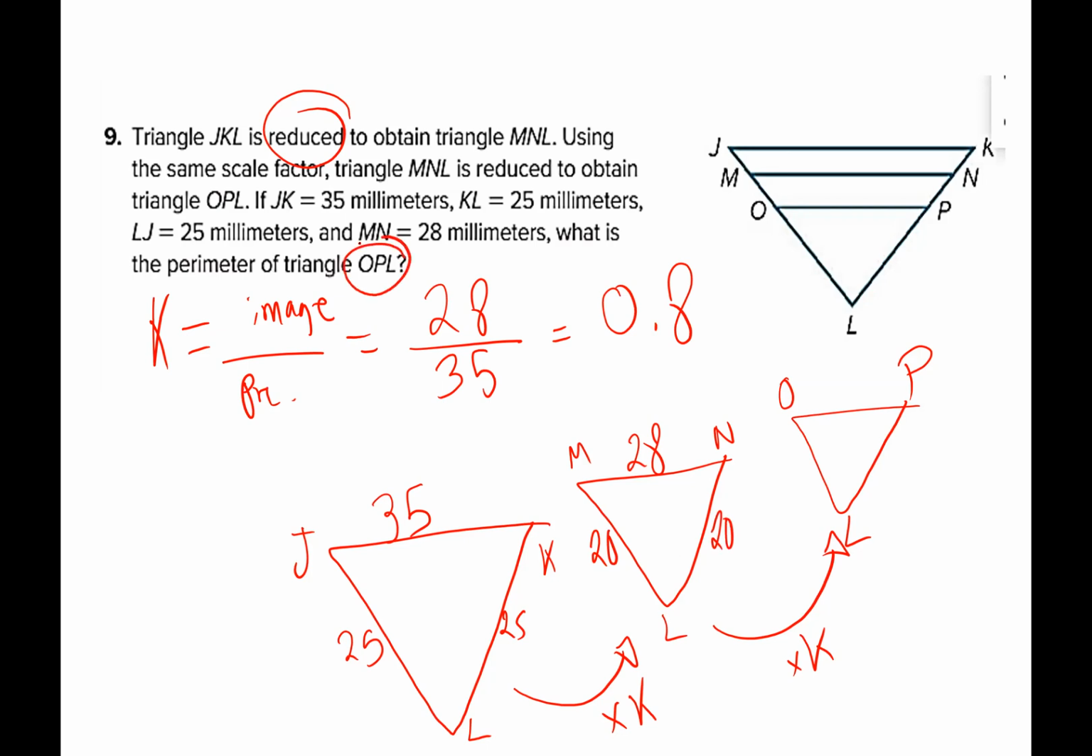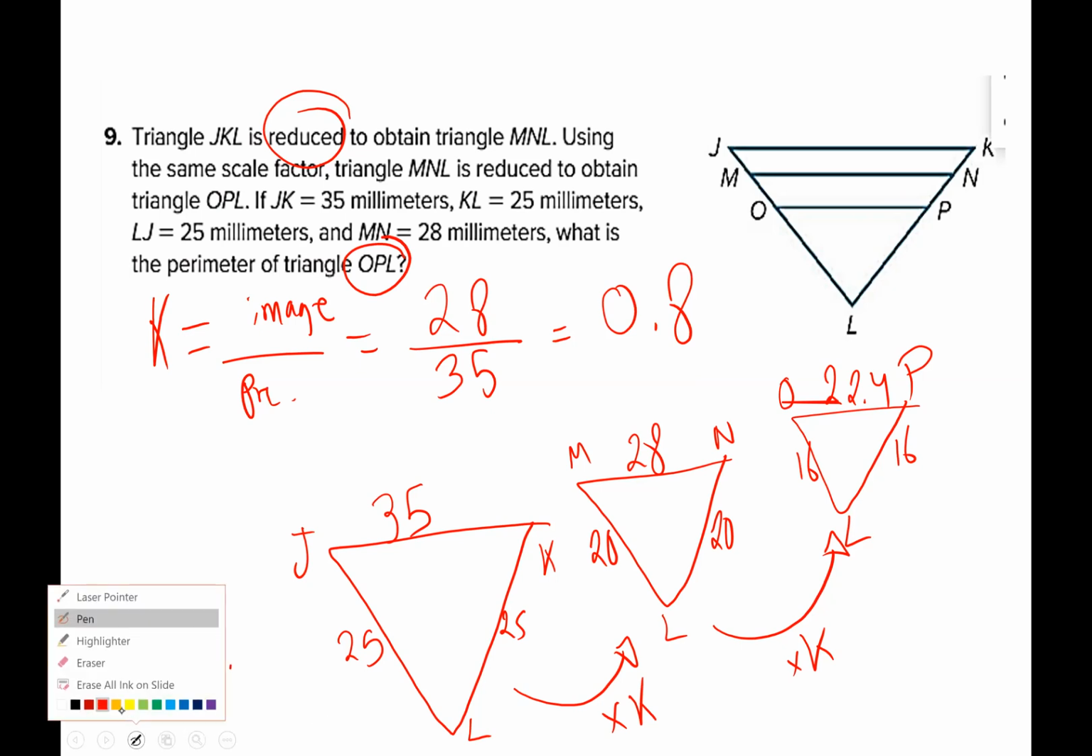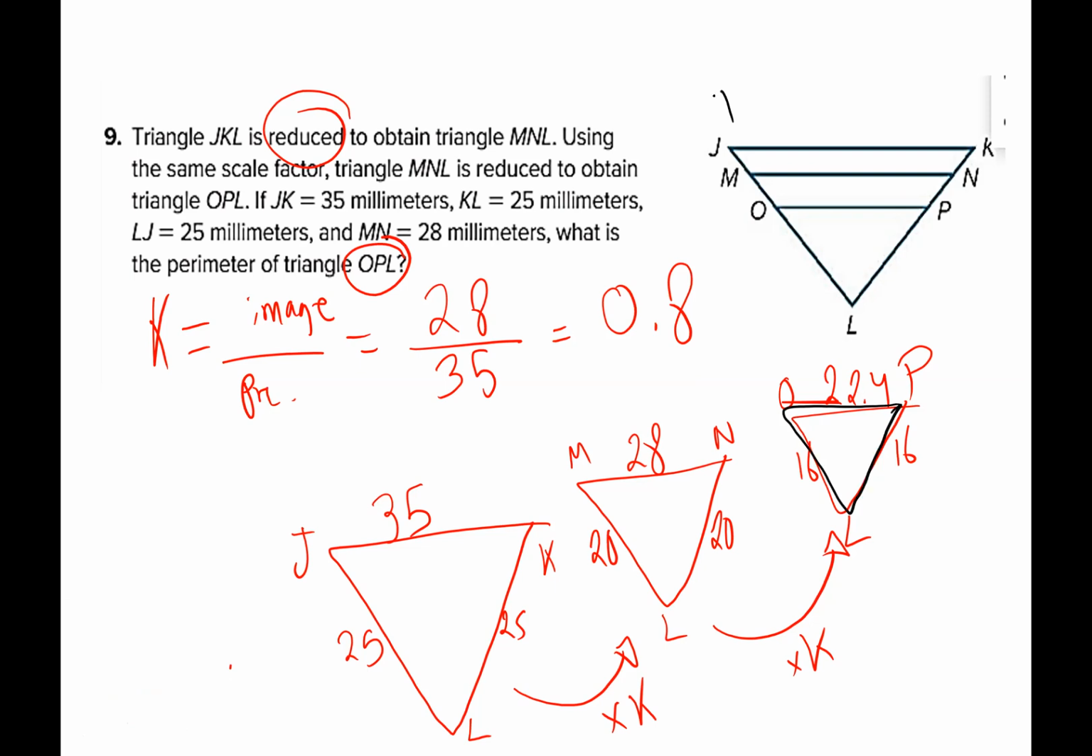We haven't finished. Why? Because you asked me about OPL, the final one. So you have to multiply it by the k again. You have to multiply the 28 by 0.8. It's 22.4. And here 16, and here 16, which is 20 times 0.8. At the end, the question is to find the perimeter of OPL. The perimeter is 22.4 plus 16 plus 16, which is 54.4 millimeters. So you have to go first time, then the second, and that's it.